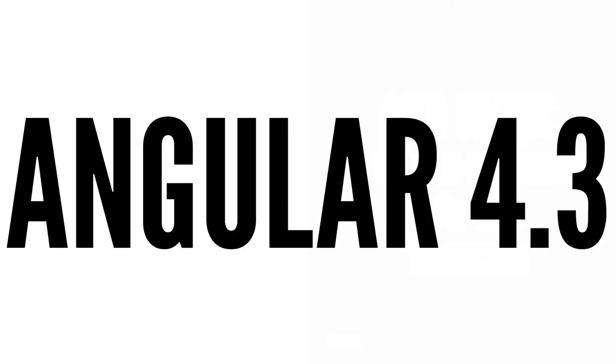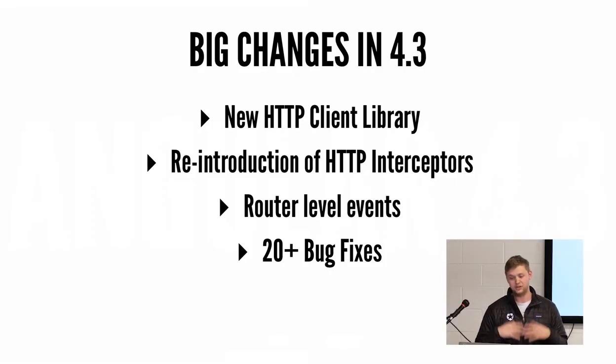We're here to talk about Angular 4.3, which is the version of Angular that introduced a new HTTP client library, and with that new library, we also got the reintroduction of HTTP interceptors. We'll see how those look in a little bit. The other big feature introduced in 4.3 was router level events. Unfortunately, I haven't had the time to play with these and see how they actually work, so I can't answer too many questions about those. And of course, the Angular team always does a great job of fixing bugs. In this release, they fixed 20 plus bugs. So those are the big changes in 4.3.